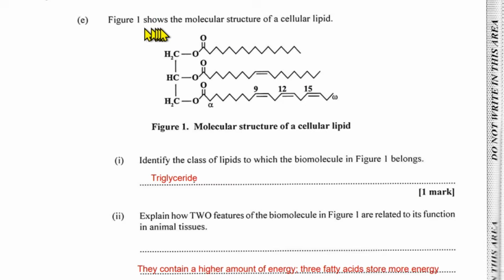Part E. Figure 1 shows the molecular structure of a cellular lipid, and here we could see that it has 1, 2, 3 fatty acid tails. That means that it is tri, and because it is a lipid, that is a triglyceride.